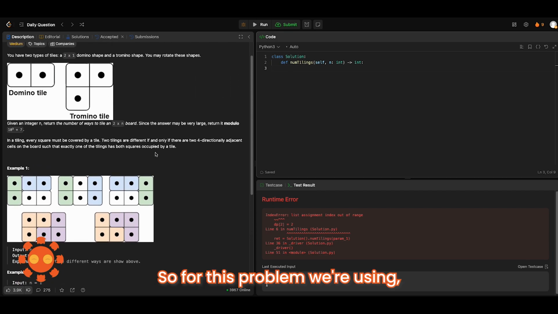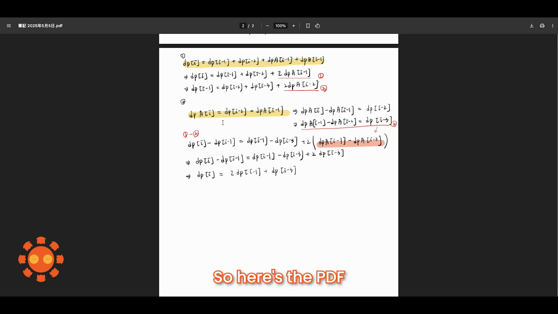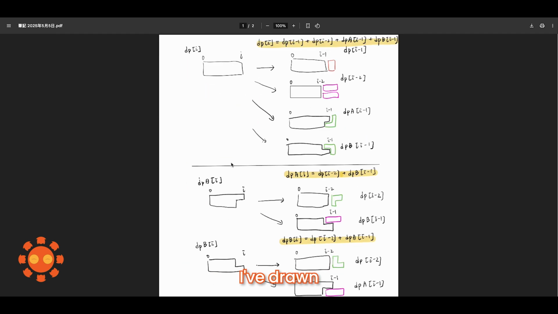For this problem, we are using dynamic programming. We can break this problem into similar subproblems. So here's the diagram I drew. dp[i] means the total number of ways that we can tile a 2 times i board. So dp is the array where we save the ways for the specific index. So how can we tile a 2 times i board? There are 4 different situations.